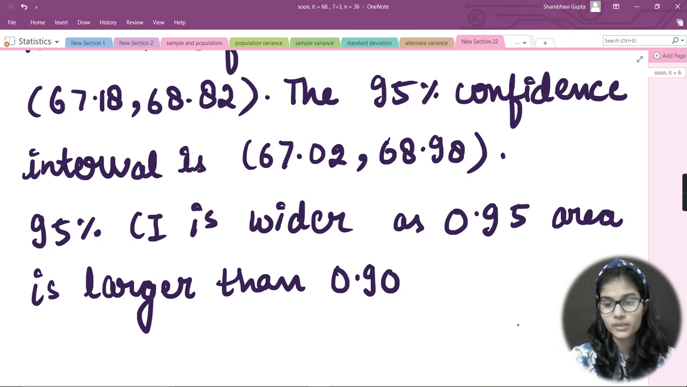So I hope you got the point. The first thing you can learn from this video is how you can find out the confidence interval one more time. Second thing is that if you change the value for the confidence level, then what will be the effect on the final answer which you are going to get.